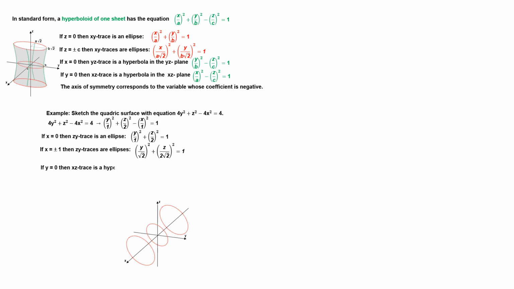If y equals 0, then xz trace is a hyperbola in the xz plane. If z equals 0, then xy trace is a hyperbola in the xy plane.